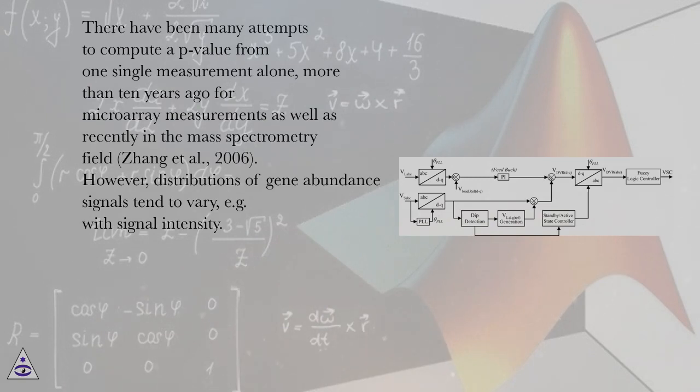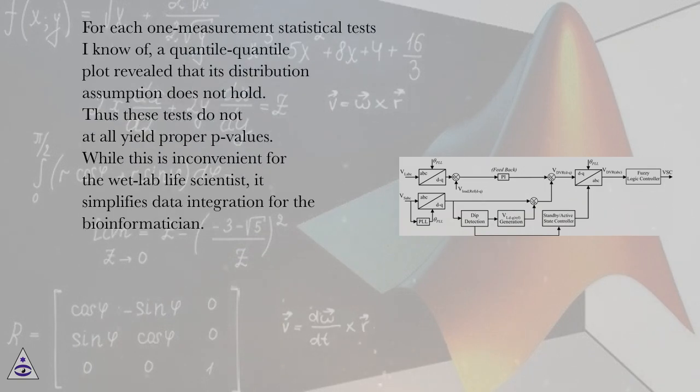However, distributions of gene-abundant signals tend to vary, for example with signal intensity. For each one-measurement statistical test I know of, a quantile-quantile plot revealed that its distribution assumption does not hold. Thus these tests do not at all yield proper p-values. While this is inconvenient for the wet lab life scientist, it simplifies data integration for the bioinformatician.